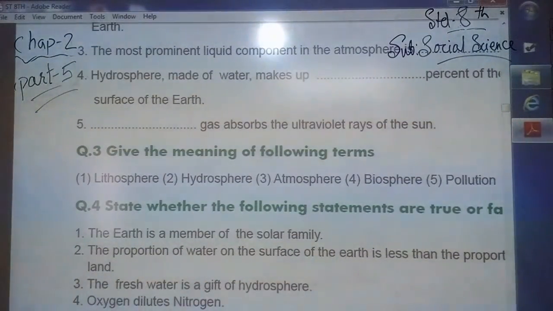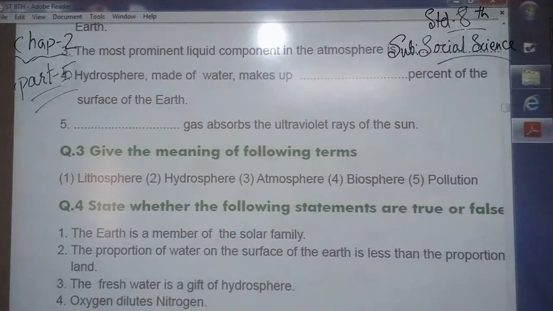After that, there are the true false. You can have the true false also. We call it right and wrong in Hindi. The Earth is a member of a solar family. The proportion of the surface of the Earth, how much is it? The fresh water, okay, oxygen, oxygen. So whatever the questions are, you can do by yourself because everything is explained in the video. Each and every line I have explained. So you can read the textbook and check the video. You can have your answer.